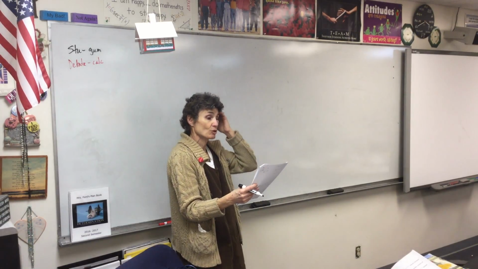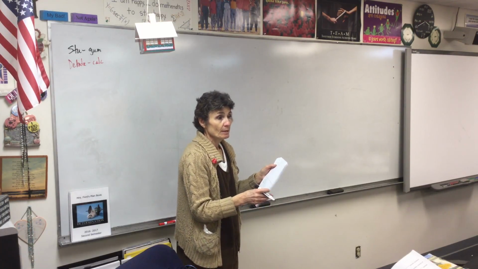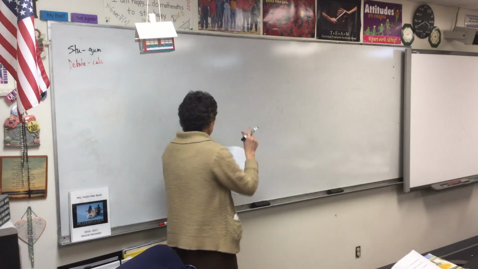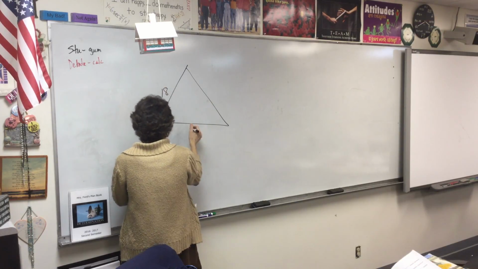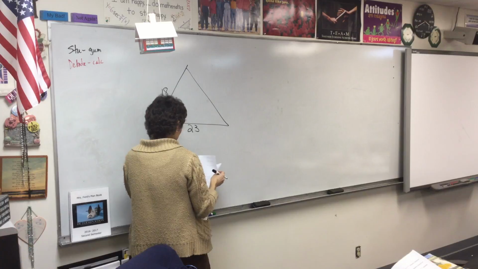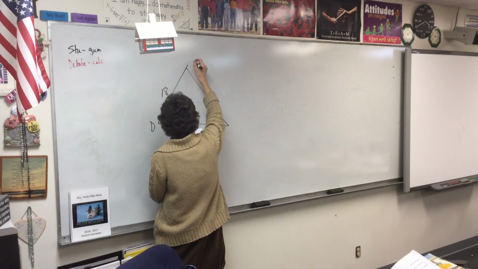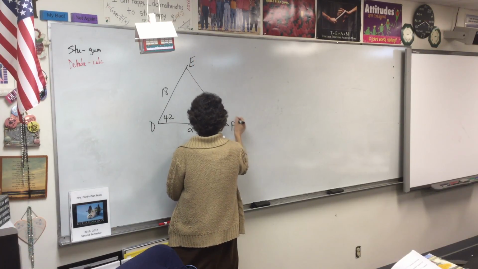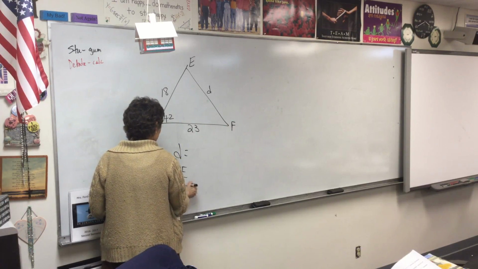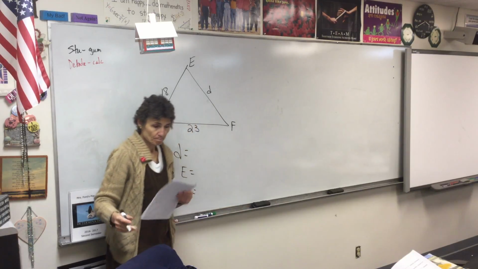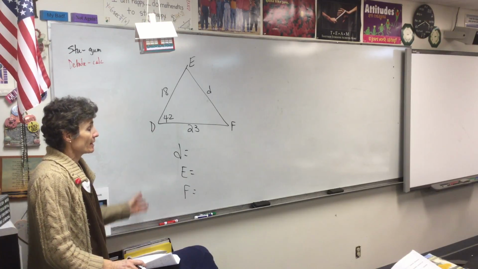This is practice test 3, problem number 2B. So this is one of those problems that says, solve the triangle. And we are solving the triangle, so that means we're finding everything that's missing. So in this problem, that would be D, E, and F. Little d, side D, angles E and F.